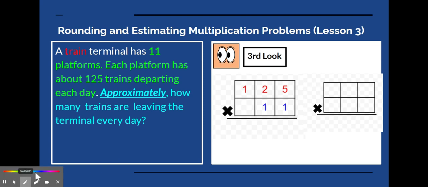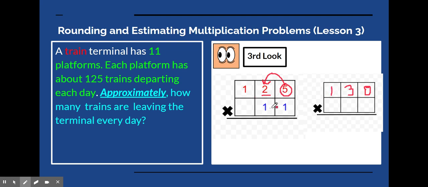So to round 125, we're going to round to the nearest tens place. So the 2 is in the tens place, and we're going to look at the number to the right of the 2, and if it's 5 or greater, then the 2 increases by 1. So 2 becomes 3. The number behind it becomes a 0. Excuse my writing. And the number before it stays the same. So 125 rounds to 130.